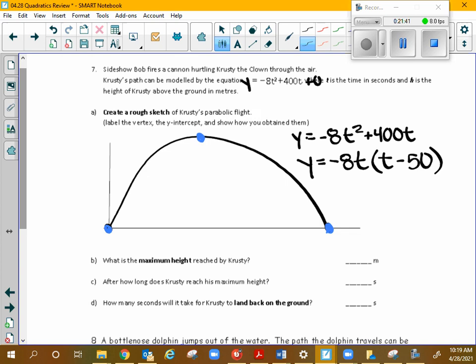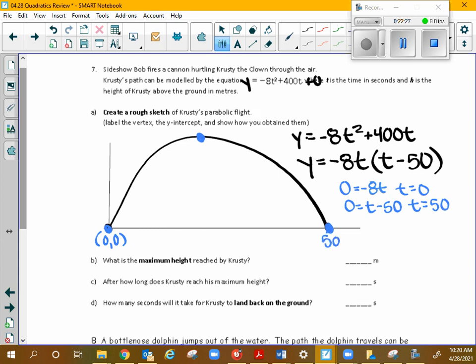Okay, there is my factored form, which is where I'm going to be able to find my zeros, because 0 is equal to negative 8t, or 0 is equal to t minus 50. What would my first one be? How would I solve for this t? It's multiplication. Divide by negative 8. What's 0 divided by negative 8? 0. Did we already know that? Yes. So the first one is 0. What's this one? 50.